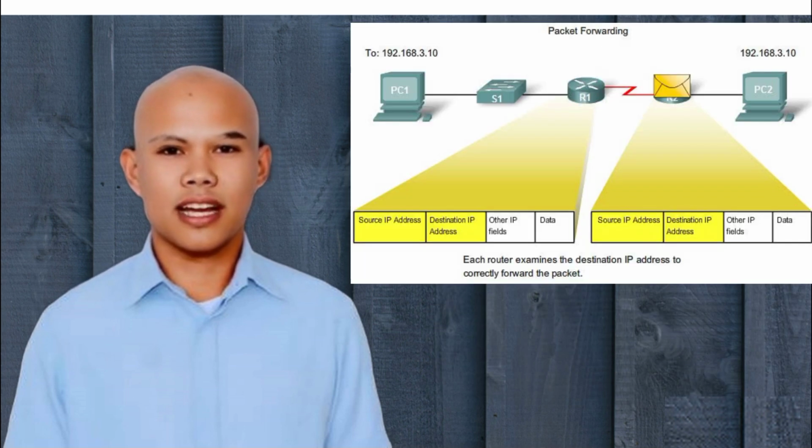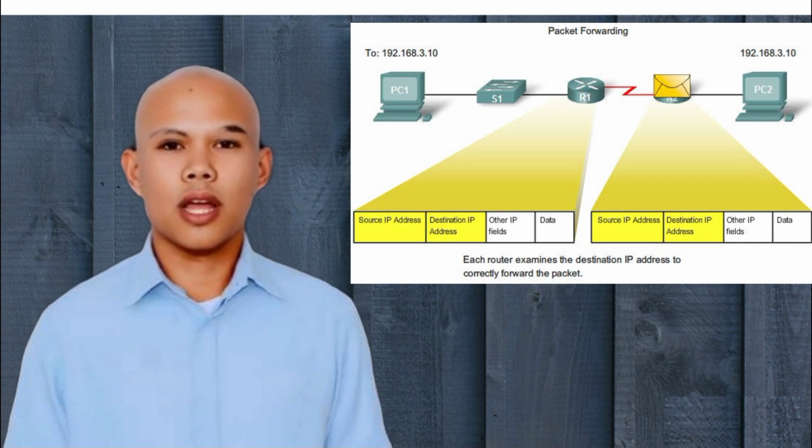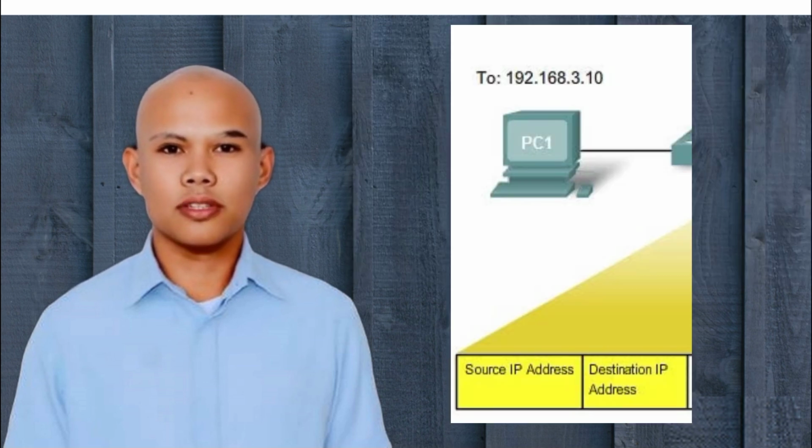Now, let's look at the diagram explanation. Suppose PC1 sends a packet to the IP address 192.168.3.10. The packet first goes through the switch, S1, then to router R1, then to router R2, and finally reaches the destination host, which is 192.168.3.10. At each router along the path, the same process is repeated.